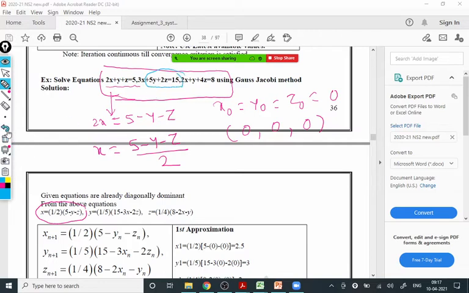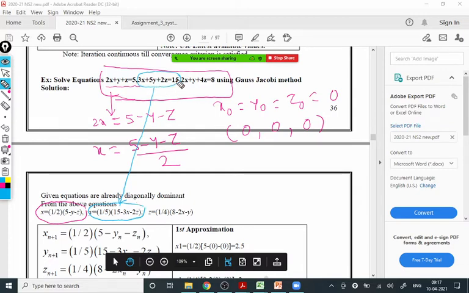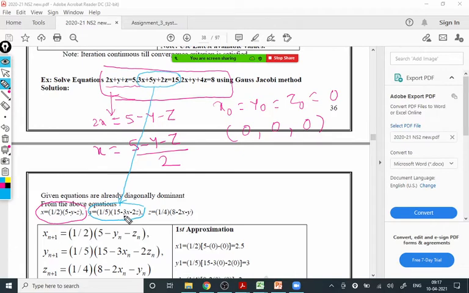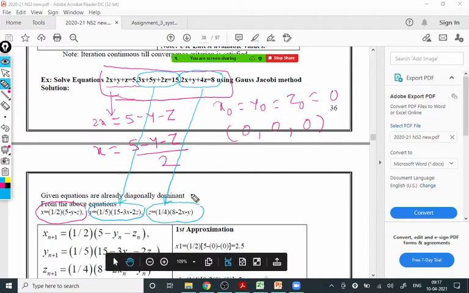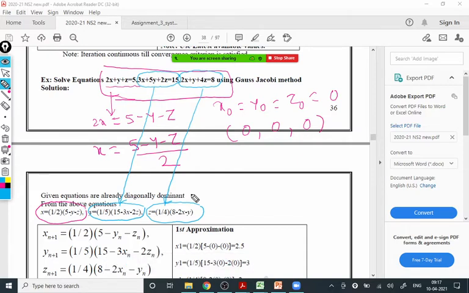Second equation, sorry, my mistake, this is the second equation here. This second equation is written for y. You will observe y is equal to (15 minus 3x minus 2z) upon 5, and that is written here only. And the third equation, this one, is written for z. So whatever the given system of equations is, you have to write it one by one for x, y and z. Only one important thing you have to take care of: the system should be diagonally dominant.